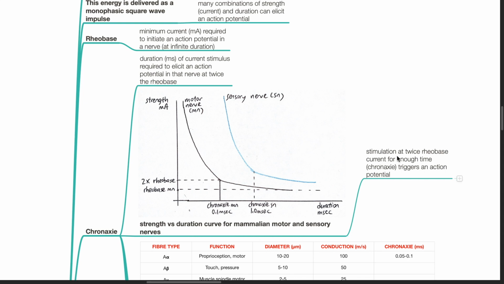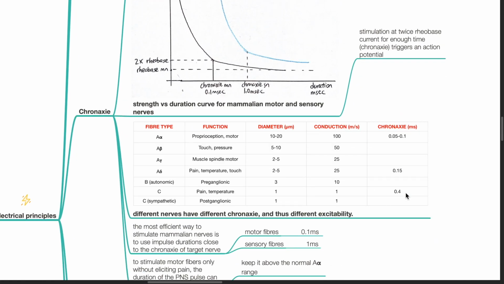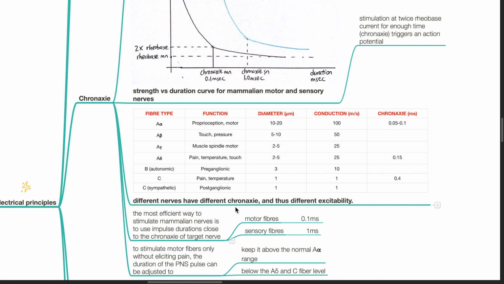Stimulation at twice rheobase current for enough time, i.e. chronaxy, triggers an action potential. Different nerves have different chronaxy and thus different excitability. For example, for A alpha fibers, chronaxy is 0.05 to 0.1 millisecond. For A delta fibers, chronaxy is 0.15 millisecond. For C fibers, chronaxy is 0.4 millisecond.